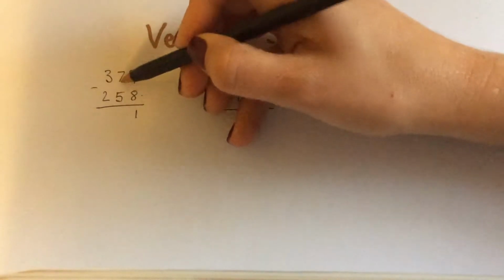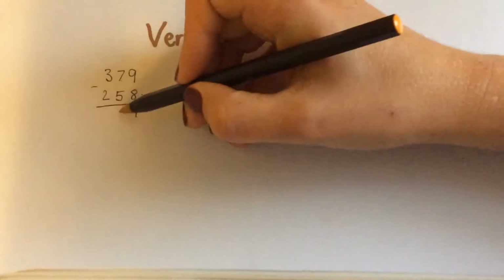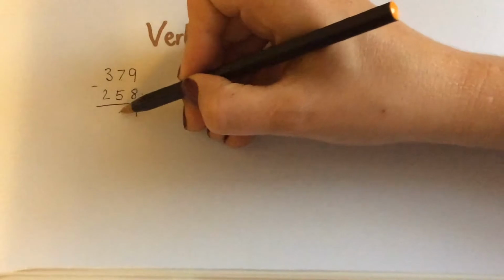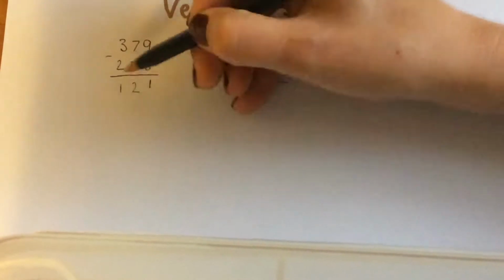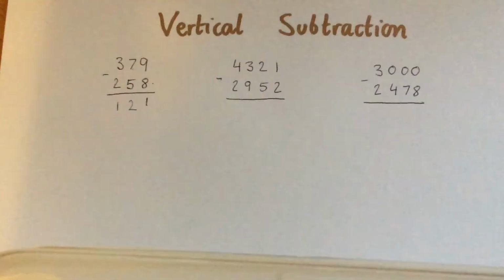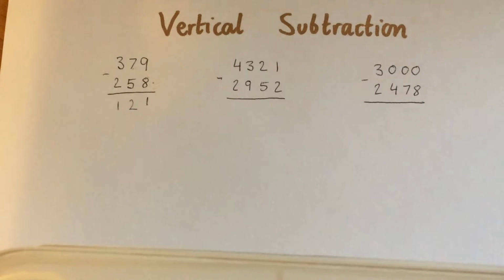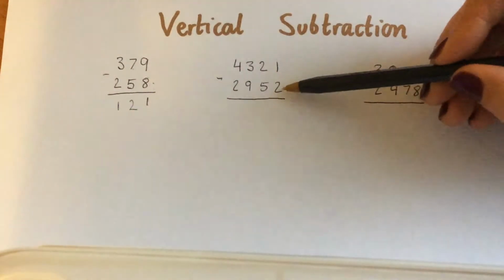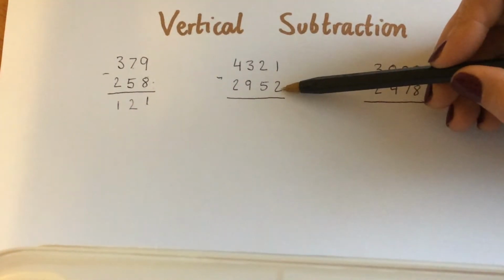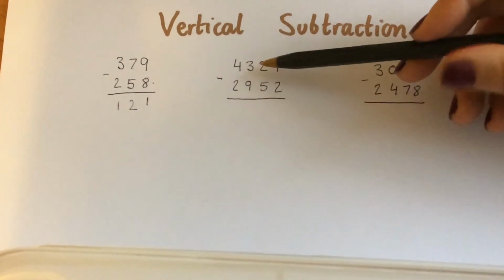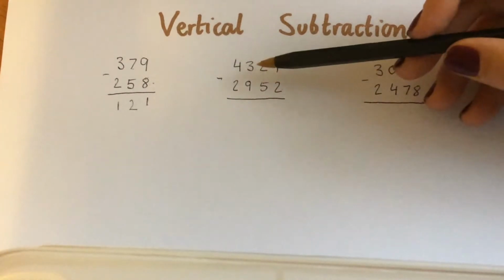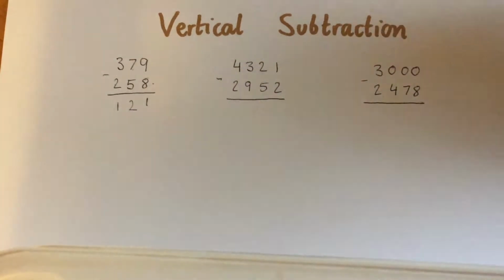What is 7 take away the 5? The answer is 2. And then the 3 take away the 2. The answer is 1. So 121 is our first answer. The next question we're going to look at is going to involve borrowing. So we're going to have to borrow from some of these numbers up here to allow us to properly subtract.